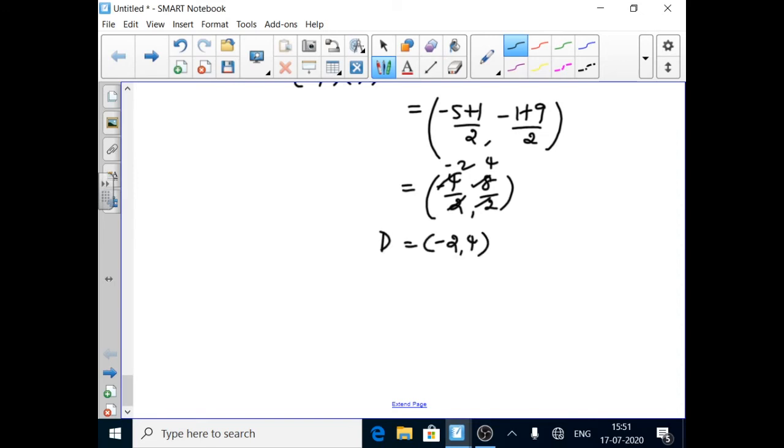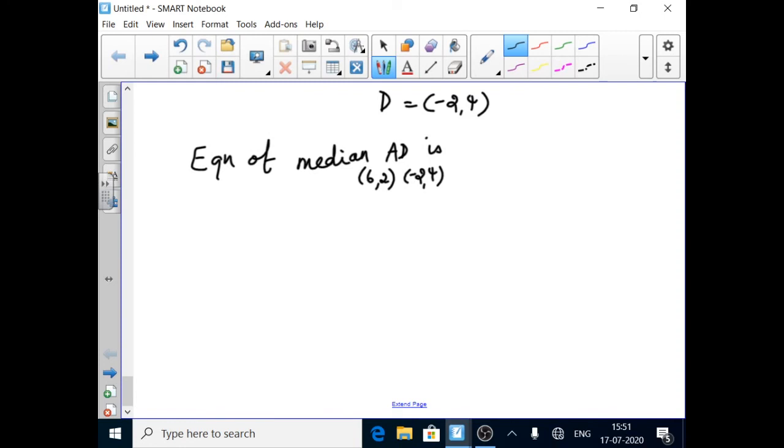Okay. So the equation of the median. Here AD is the median, and we want to find the equation of median AD. The point A is 6, 2 and D is minus 2, 4. So x1, y1, x2, y2. The 2-point formula is (y minus y1) by (y2 minus y1) is equal to (x minus x1) by (x2 minus x1).